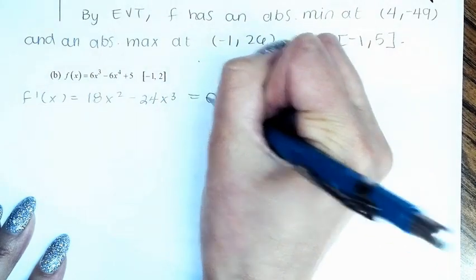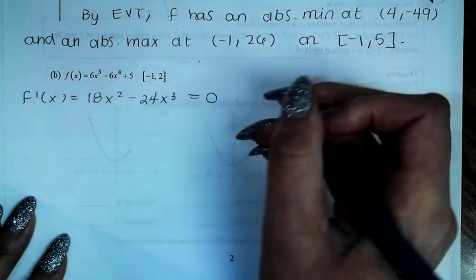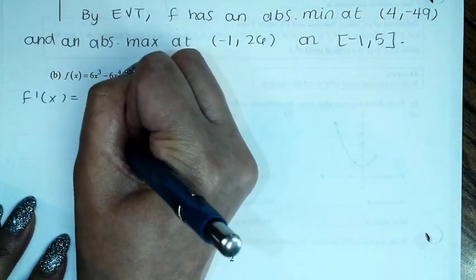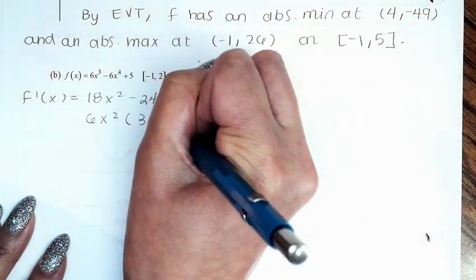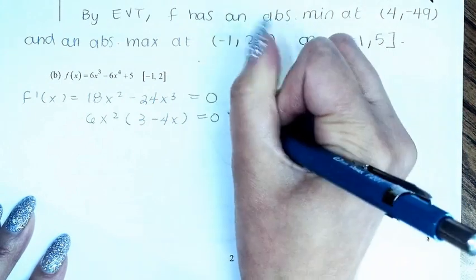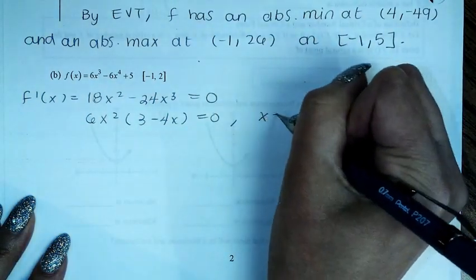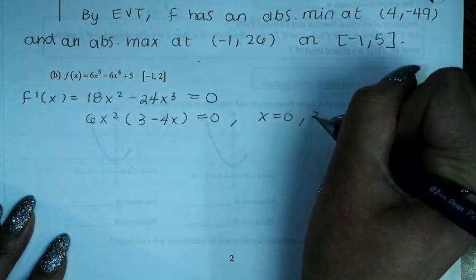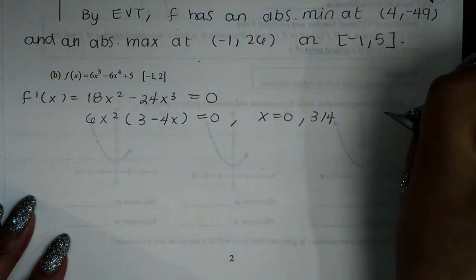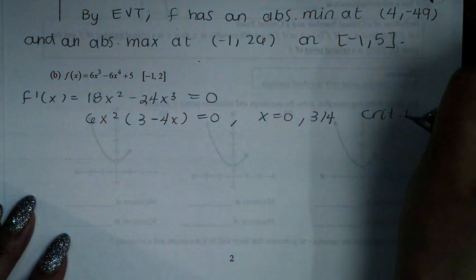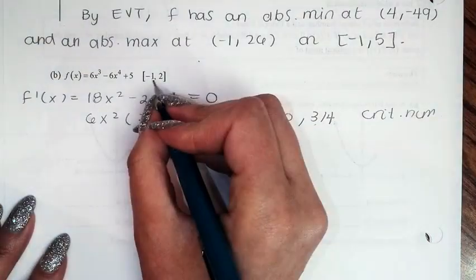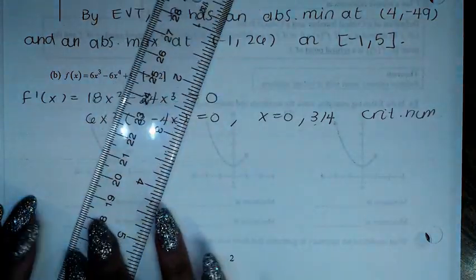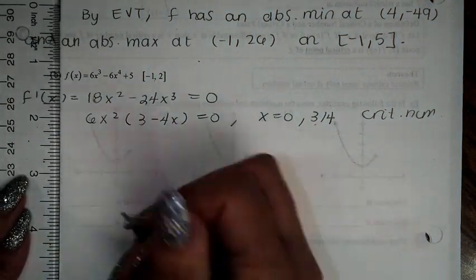You are going to equalize this to 0, since here we can factor it beautifully: 6x squared times (3 minus 4x) equals 0. You know that you are going to equalize each factor to 0 and solve it, so you have that these two are going to be your critical numbers. Similarly, we have our critical numbers. They don't match with the extremes, so we have 4 candidates in this situation.